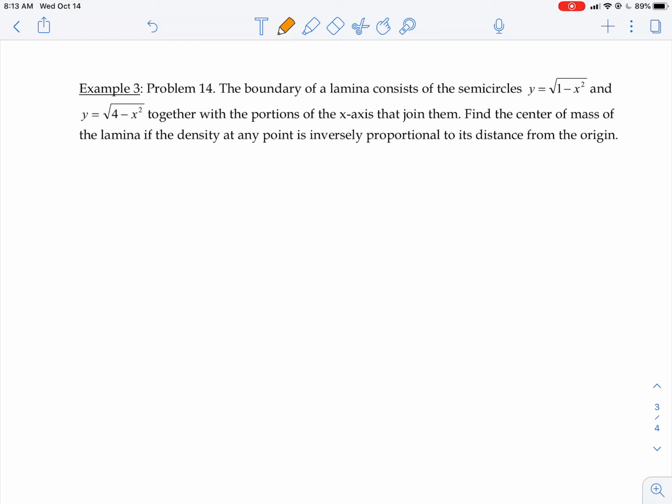Alright, hello and welcome to the last example, example 3. I'm going to do problem 14 in the book, but here we have the situation. The boundary of a lambda consists of the semicircles y equals the square root of 1 minus x squared and y equals the square root of 4 minus x squared, together with the portions of the x-axis that join them. Find the center of mass of the lambda if the density at any point is inversely proportional to its distance from the origin. So let's go ahead and draw the situation.